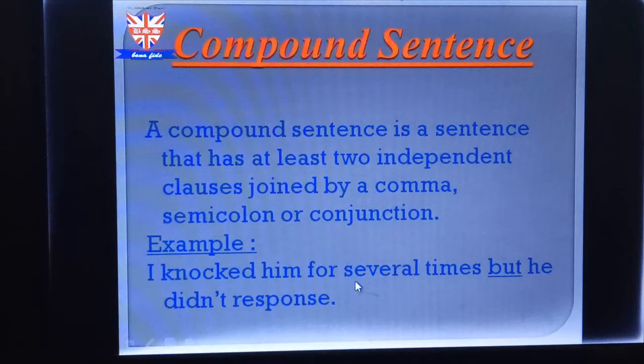So in case of compound sentences, two sentences will be there, joined or linked with a conjunction. For examples of conjunctions, you can keep in your mind FANBOYS, where each letter has a different meaning. F for, A for and, N for nor, B for but, O for or, Y for yet, S for so. So these are some examples of conjunctions. You can find out more.